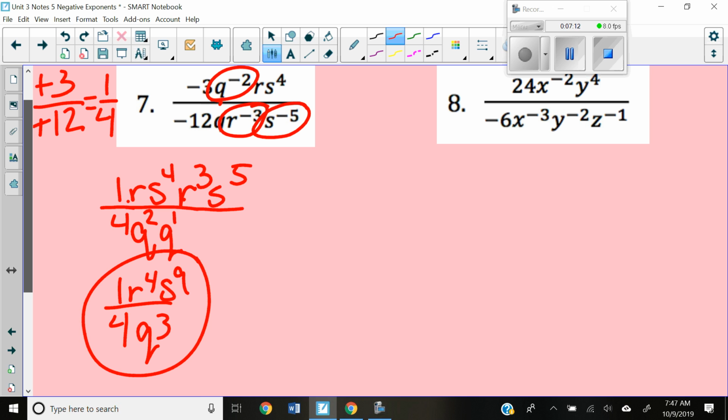So ask yourself, does every base appear once? So that means every variable is only there once. Yep. Okay. Do I have no powers to distribute? Yep. Do I have my fraction reduced? Yep. Do I have no negative powers? Yep. All right. Okay, so now you should have had great success with that one. If you didn't, that's fine. Hope you found your mistake.